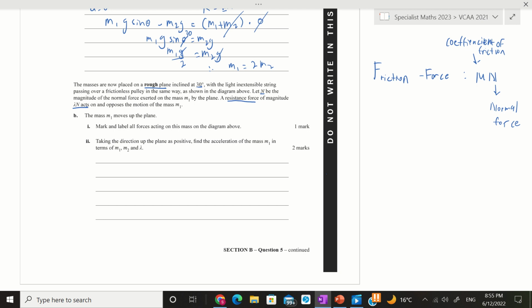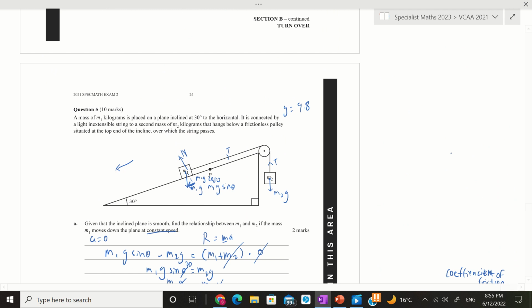The coefficient of friction is pretty much a number between 0 and 1 that you're just told. VCAA used to just tell you whatever the value of this was. It's just a constant value that you'll be told. But n here is the normal force. How do we calculate normal force? As I mentioned before, the forces acting on m1 are this weight force here, m1g, and the normal force that the plane pushes back on m1 with, right?